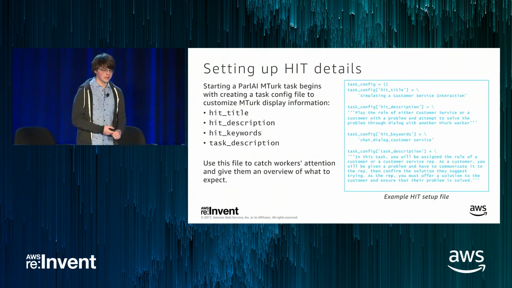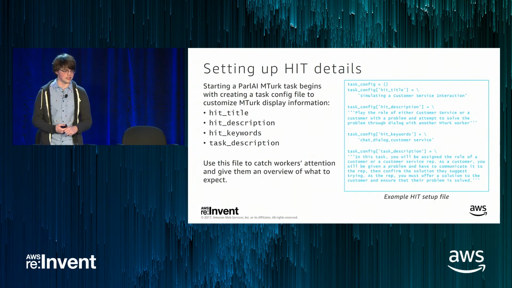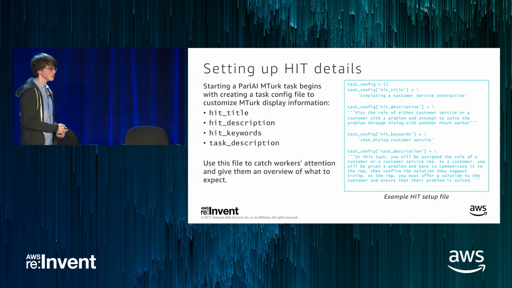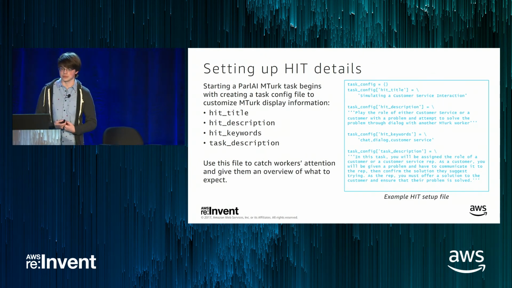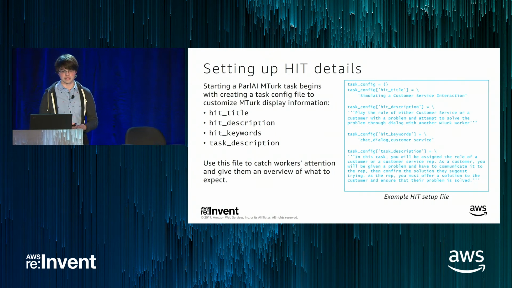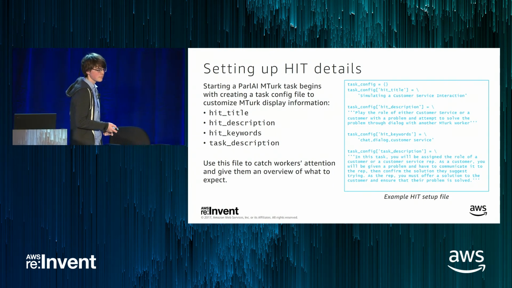Before we get there, we have to start by setting up the HIT details. This is done by just creating one Python dictionary. It has the HIT title, which is the first thing that workers see. It'll have a HIT description, which is a short form description for what you're going to be expecting them to do. This is what happens when they click the title. They'll get the extended description to see what it is they'd be working on.